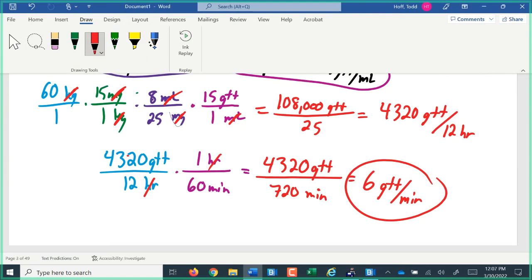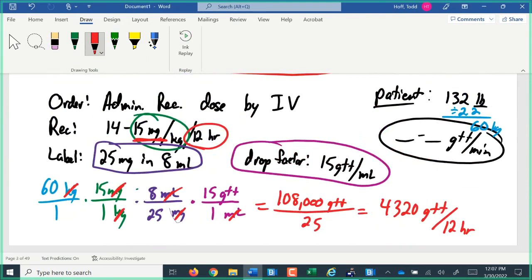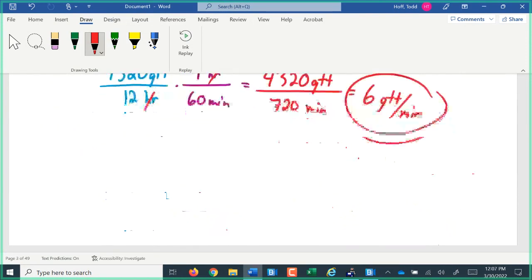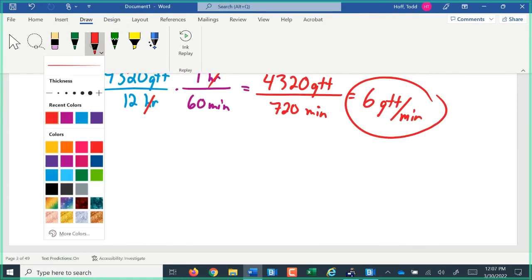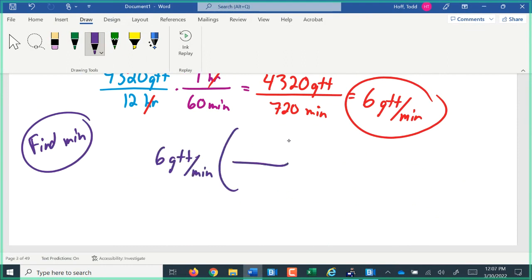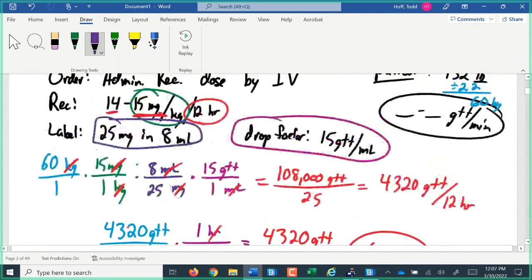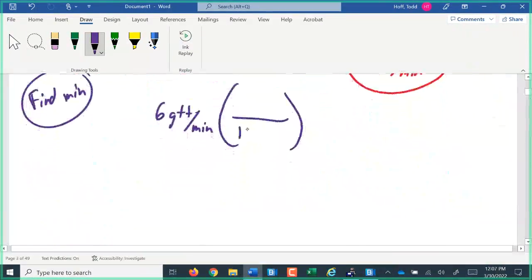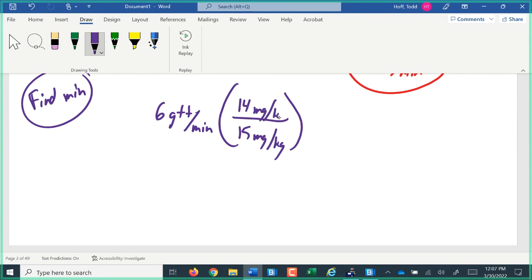Now we still have to remember that that is the maximum. We have to titrate to find the minimum. Take our maximum of 6 drops per minute. That was calculated using the 15 milligrams per kilogram. And we're going to change it to the minimum, which is 14 milligrams per kilogram.